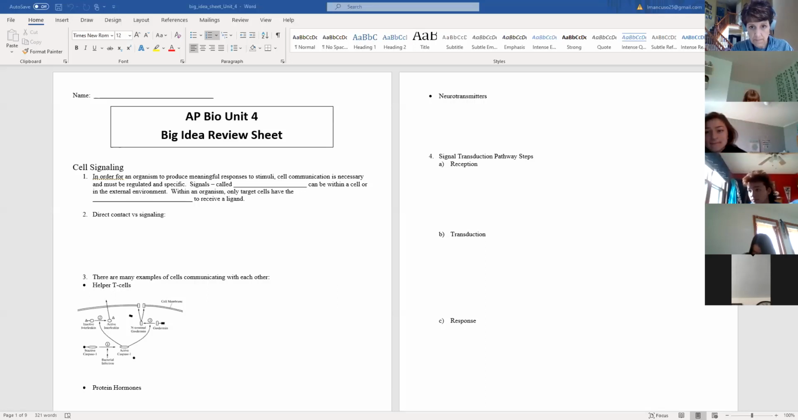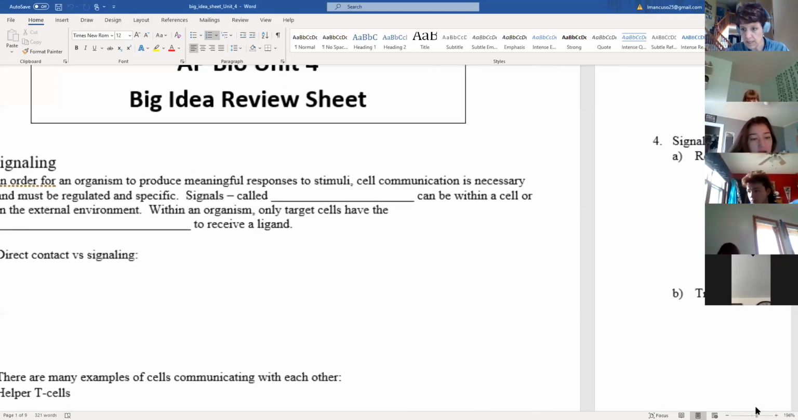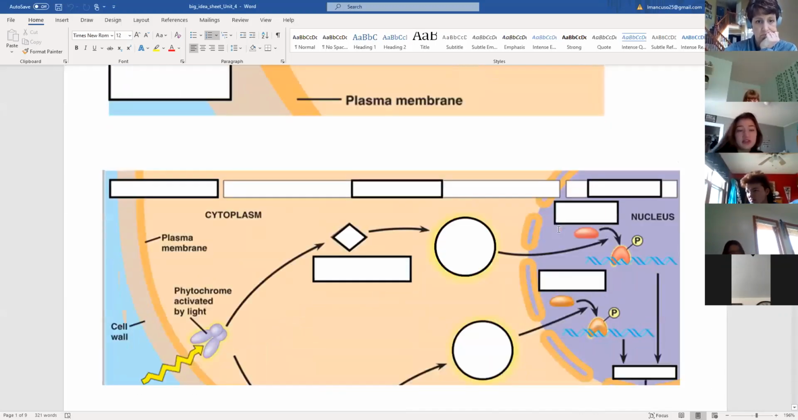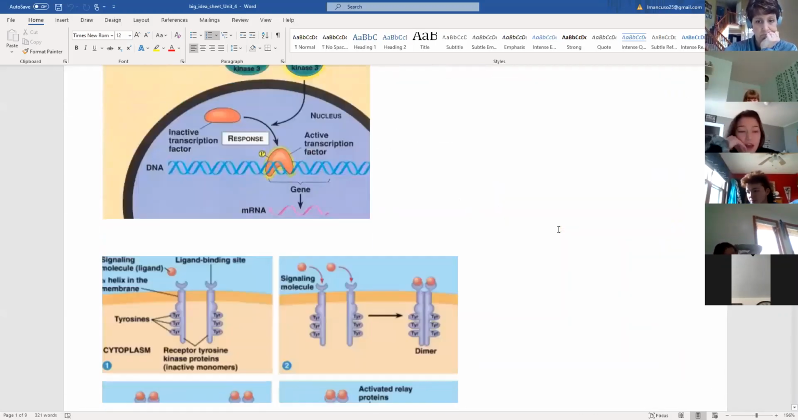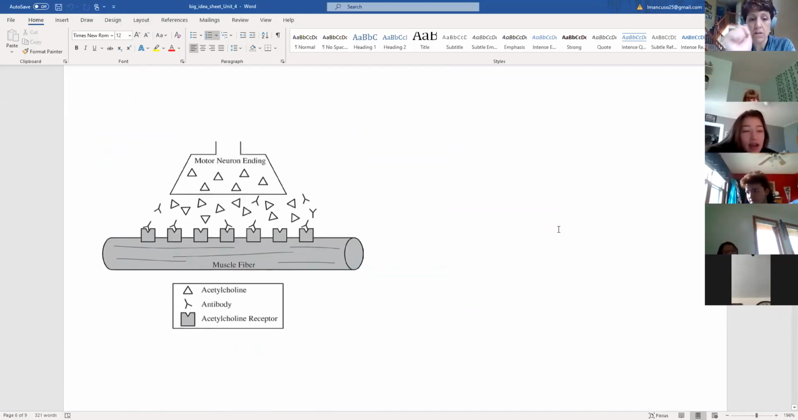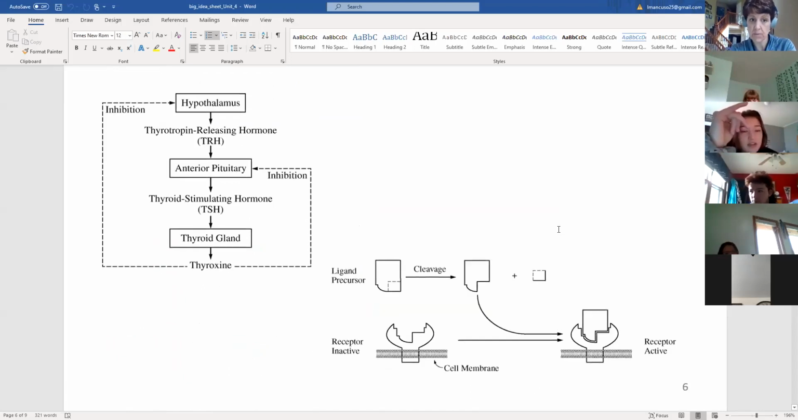Annoying. All right, can you see the big idea sheet on the screen? Yeah. Okay, so any of these that you want me to go over? Can you go over, I think it's towards the end, the diagrams I'm still kind of confused on. Yeah, like these ones. Not that, I got the muscle one. Yeah, can you go over that one? Mm-hmm. All right.